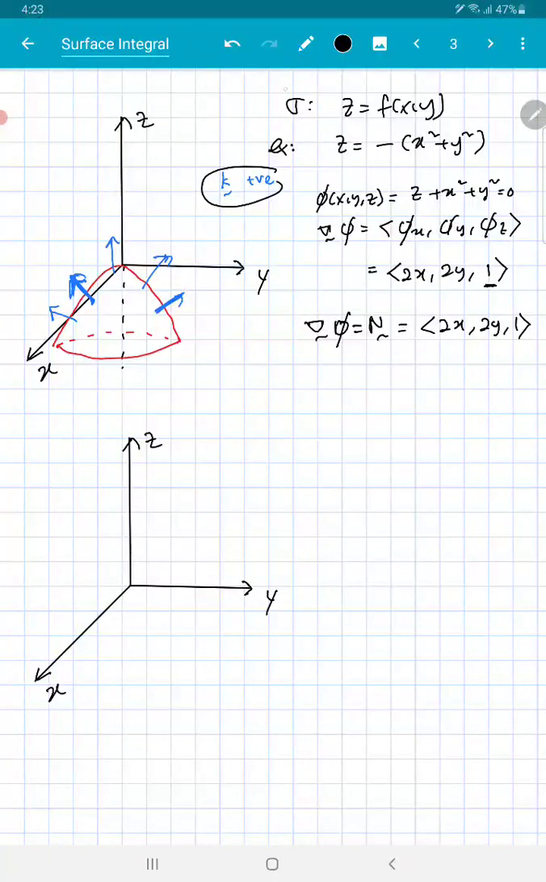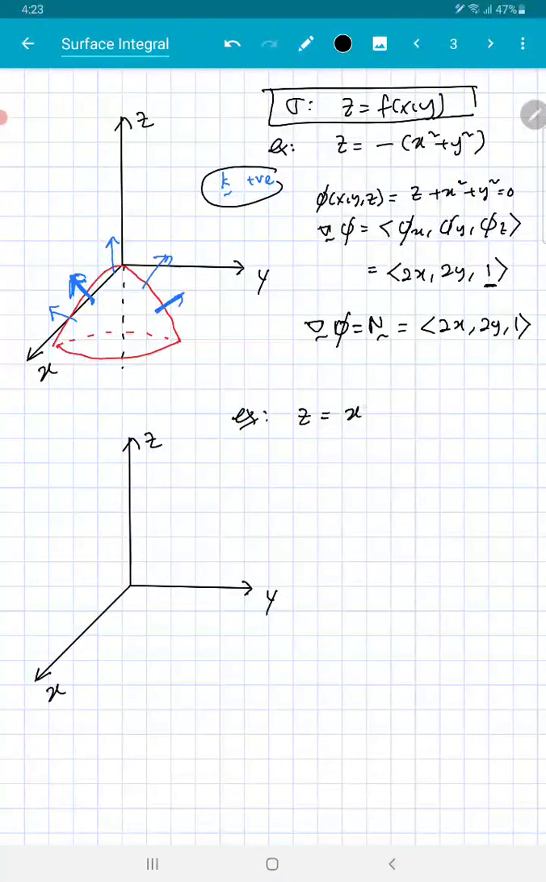Now, let's say your surface is given as another example: z equals x squared plus y squared. Again, this is a paraboloid, the bowl shape, like so. It can go up forever.